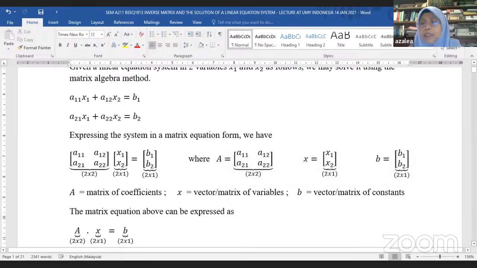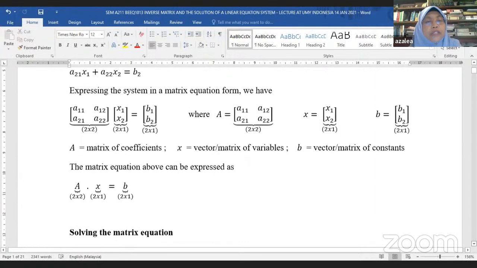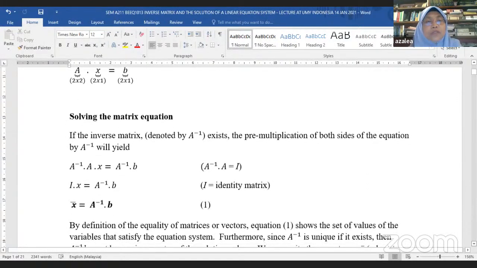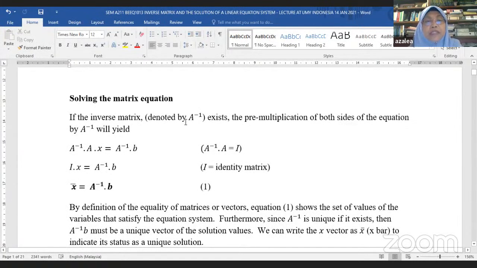So in short, we can express the matrix equation above as AX equals B. Solving the matrix equation is quite easy. If the inverse matrix, denoted by A to the power of -1, exists, the pre-multiplication of both sides of the equation by the inverse matrix will yield the identity matrix times X equals the inverse matrix times B. An identity matrix, when multiplied with X, will not change X. So now we have the solution to the linear equation system, which is X bar equals A inverse times the constant vector.